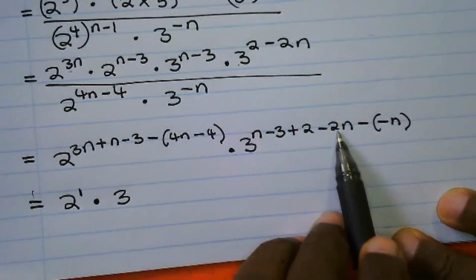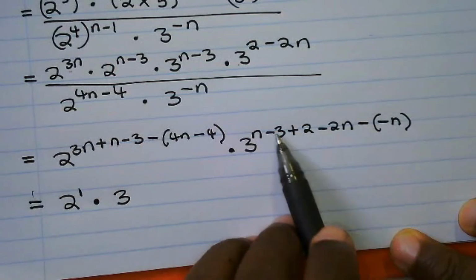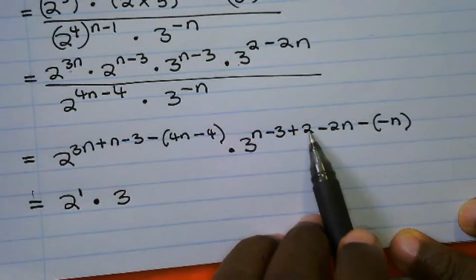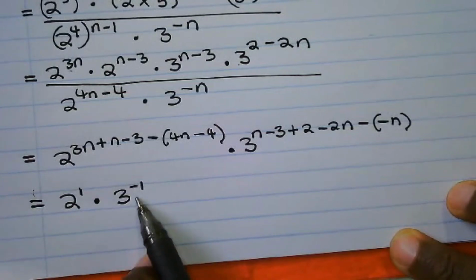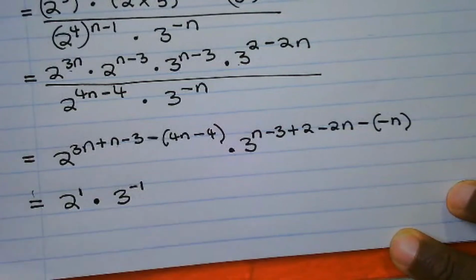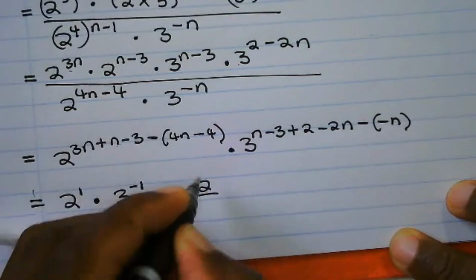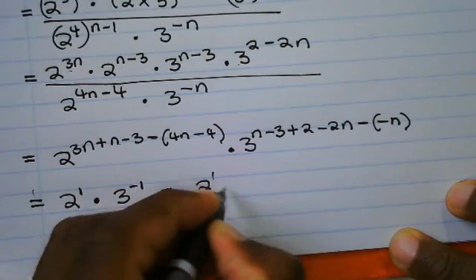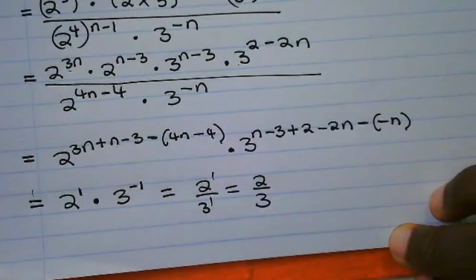and then 3n minus 2n is n, negative n, minus n. The n becomes 0, and then we have negative 3 plus 2 is negative 1. So here it gives us negative 1. It is having a negative, so we bring it down. So we have 2 raised to 1 over 3 raised to 1. That is equal to 2 over 3.